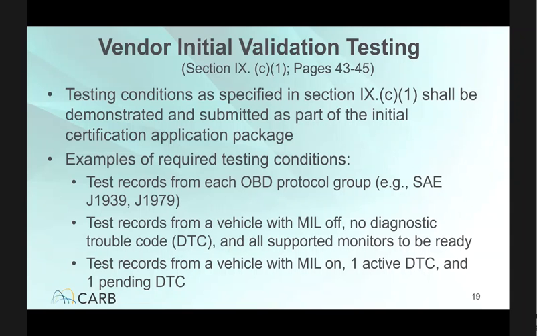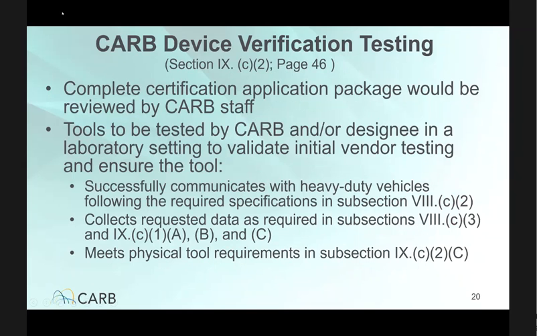and the resulting remote OBD test records reported the expected data. The full list of the test conditions are listed in Section 9C1 of the Reg Concepts under the Vendor Initial Validation Testing subsection. The second phase of the certification testing is CARB device verification testing.